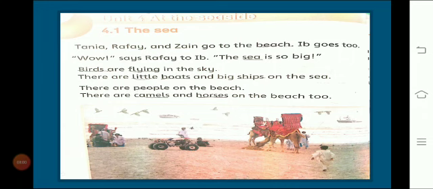So we can see the flying birds over the sea. We see little boats and big ships. We see many people on the beach, enjoying at the beach. Maybe they are having a party. Maybe they just came to enjoy the view over there. And yes, we see different camels and horses as well. Why do we see camels and horses on the beach? Yes, for the ride. People take a ride on them and enjoy it.